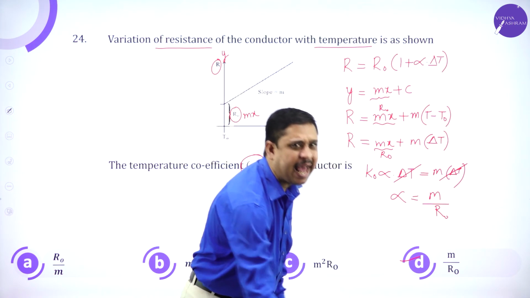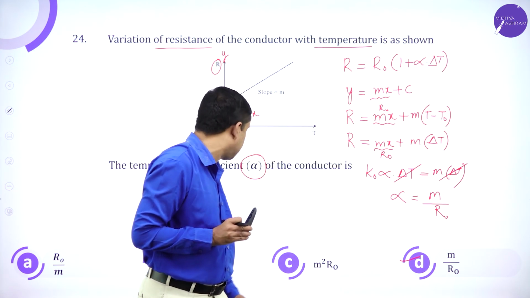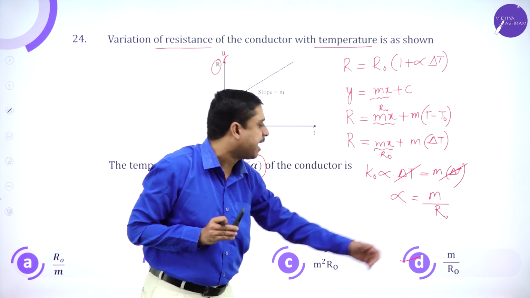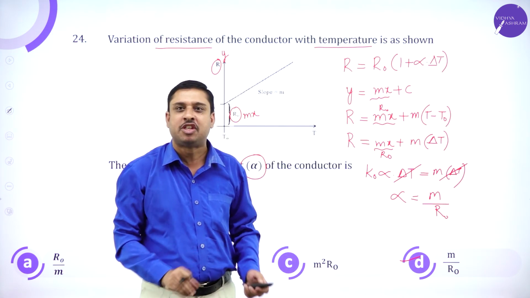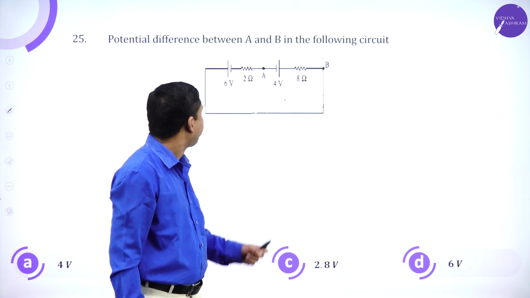So simple analysis. I required a graphical analysis, that's all. So on graphical analysis, see very clearly, the temperature coefficient is m divided by R naught.